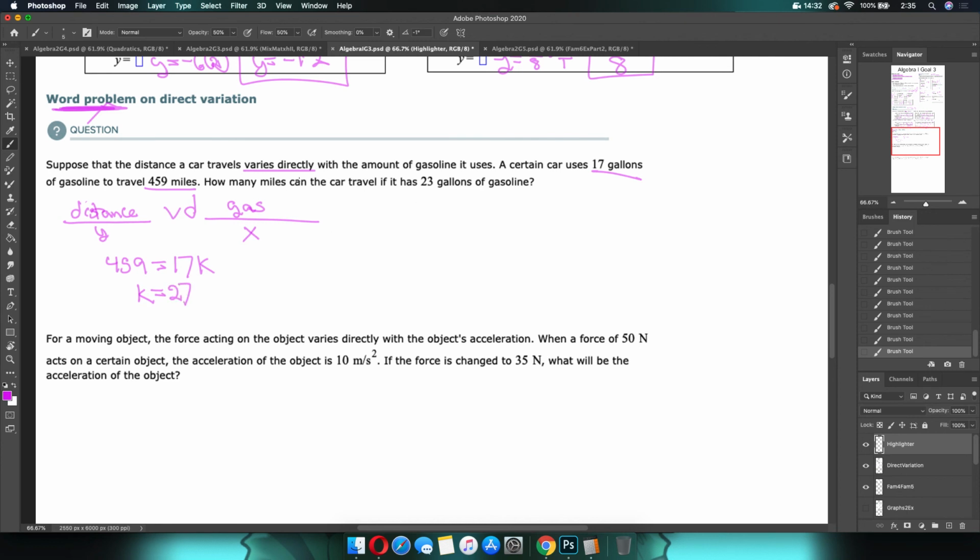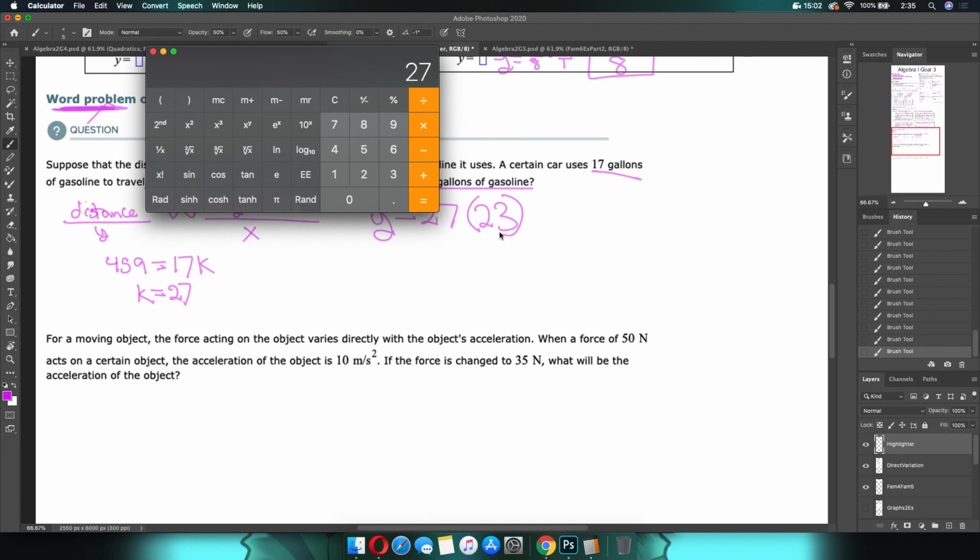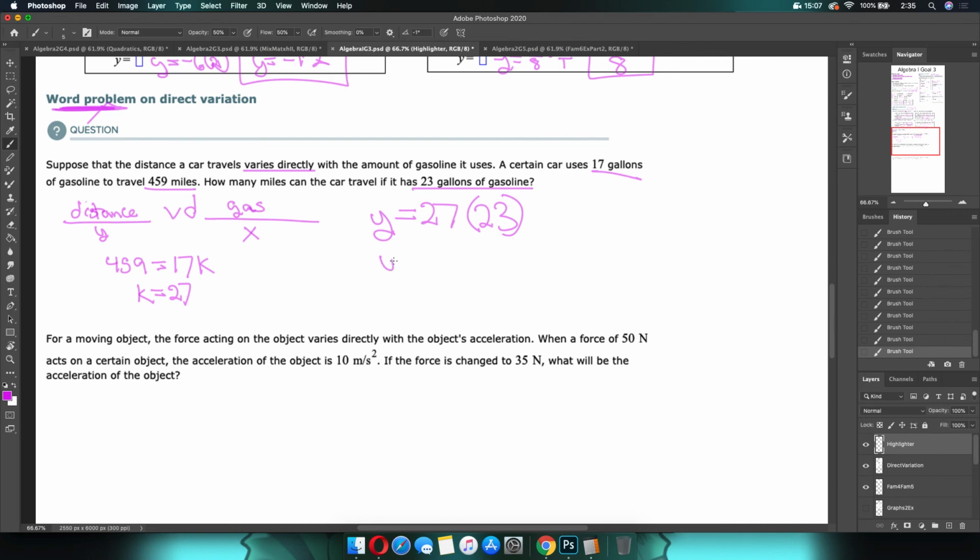Now notice it's not asking for the constant of proportionality. It gives you instead yet another number, 23 gallons. So that gallons of gasoline, is that my y or is that my x? It's my x. So y, computer, y equals 27 times, how many gallons? 23. That's what we're looking to do. So what is 27 times 23? 27 times 23 equals 621 miles. 621 miles.